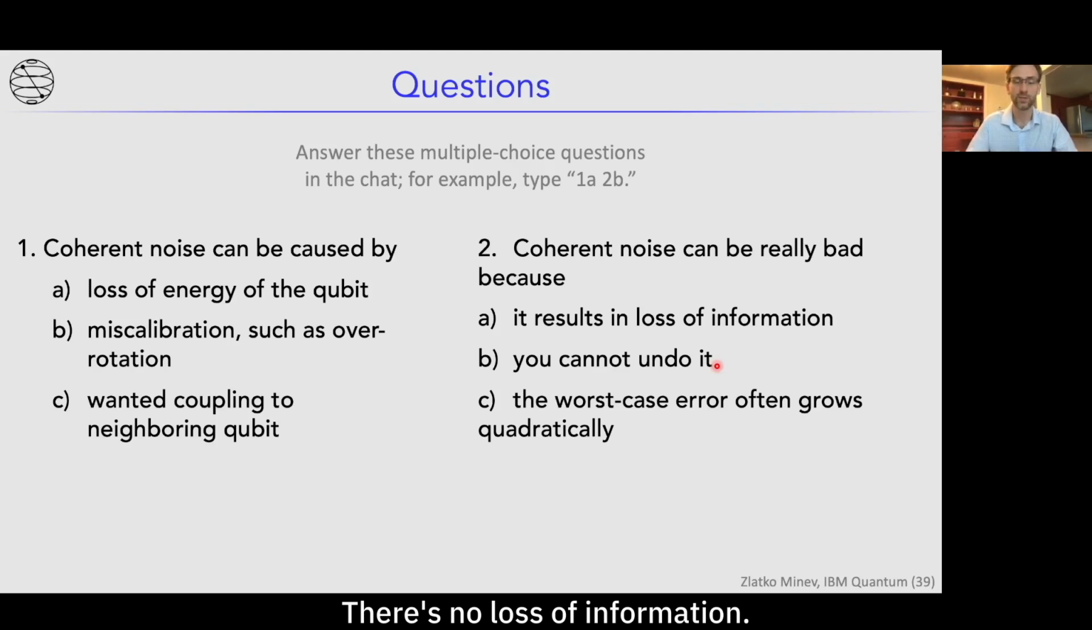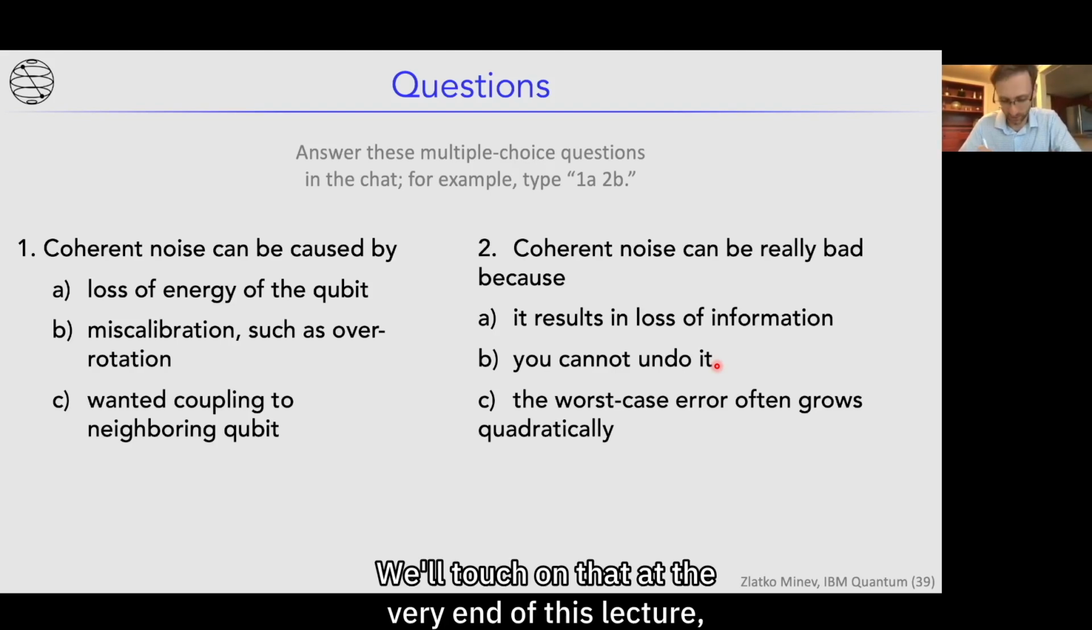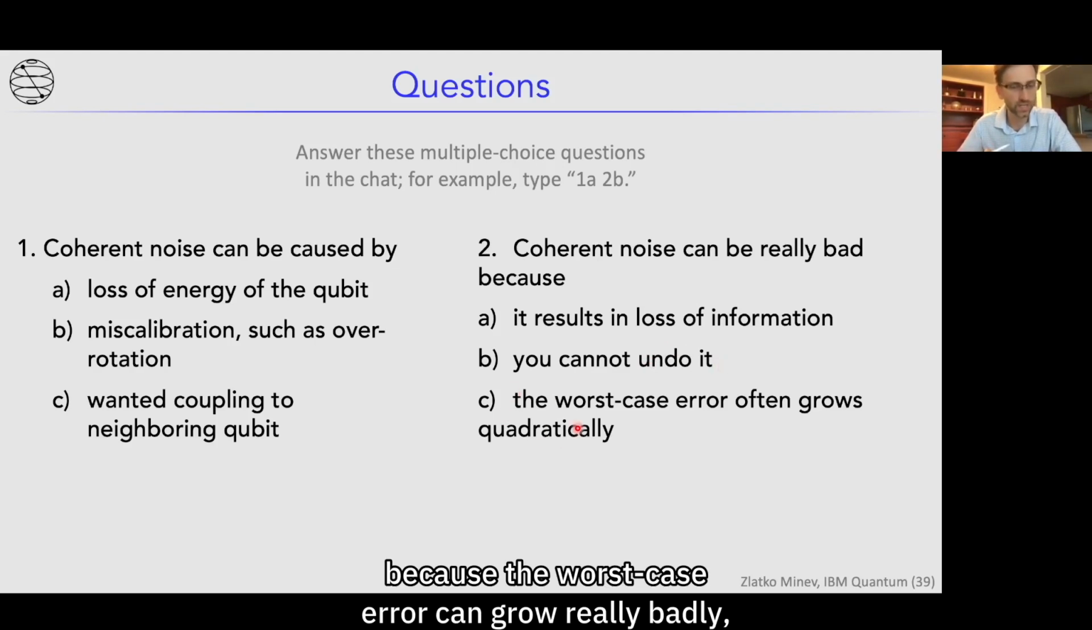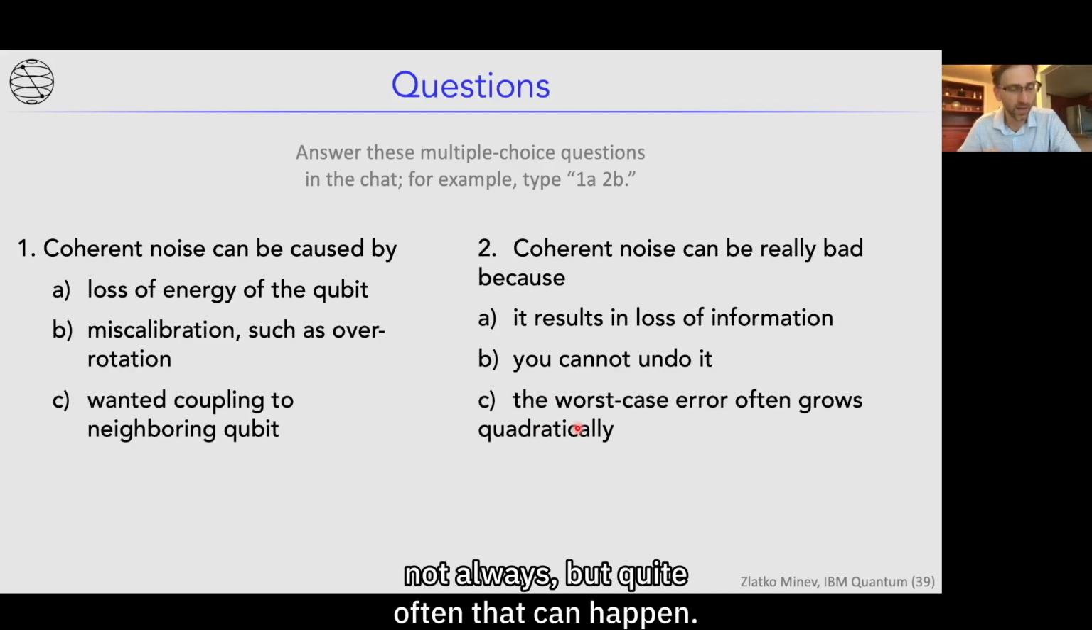There's no loss of information. We can characterize the error and undo it. That's often known as error mitigation. We'll touch on that at the very end of this lecture. But that's not the answer either. The answer is C, because the worst case error can grow really badly. Not always, but quite often that can happen.